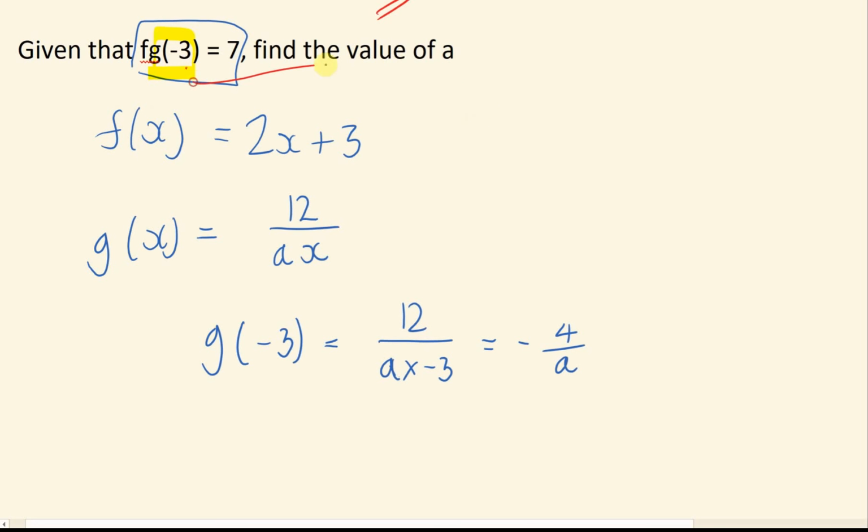So we therefore know that f of minus 4 over a must equal minus 7. Okay, so work out what g of minus 3 equals. That gives us this. We then plug it back into f, and we are told this must equal minus 7.